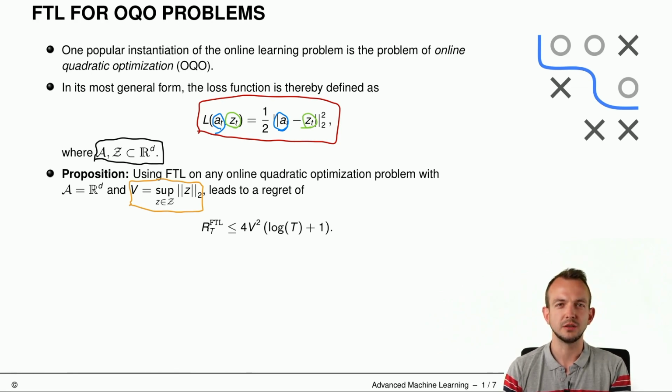We can also take a look at real subsets, but then we have to go to projections, where we in fact also get the same theoretical guarantee as we will show right now, namely that the regret for the follow the leader algorithm for a time horizon capital T is bounded by some essentially logarithmically growing function with respect to the time horizon capital T.